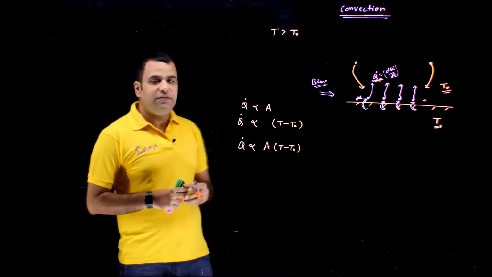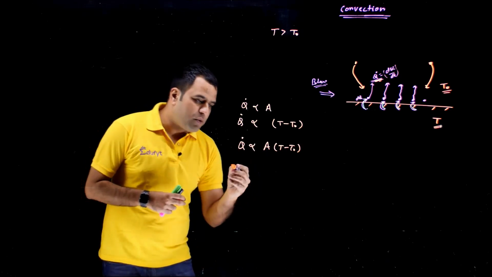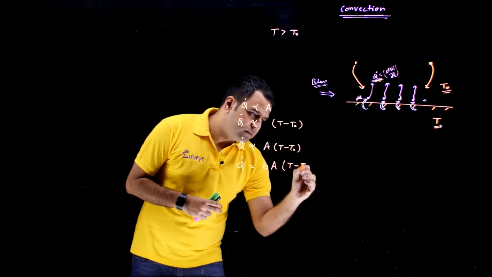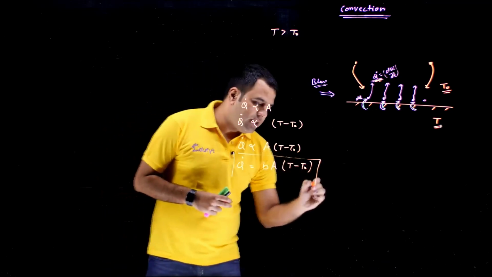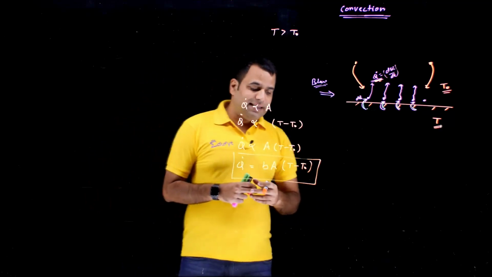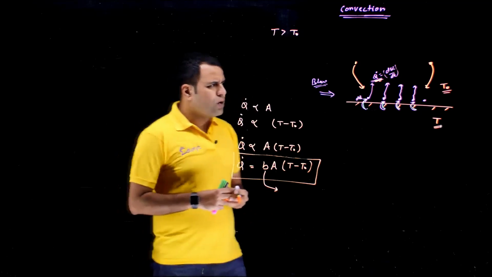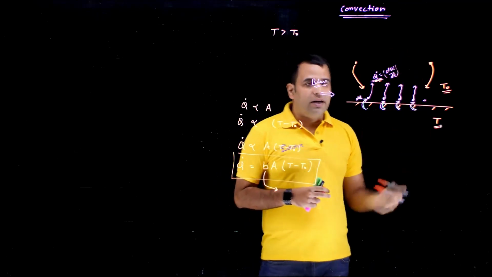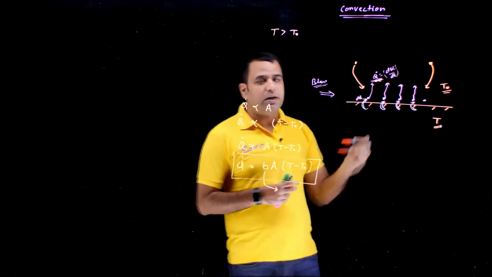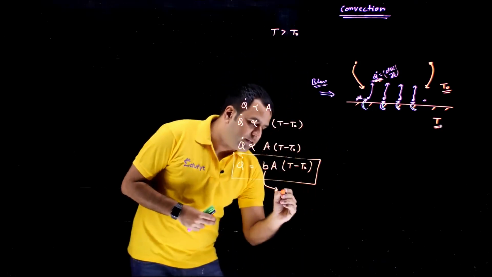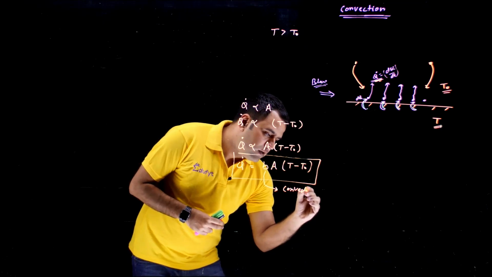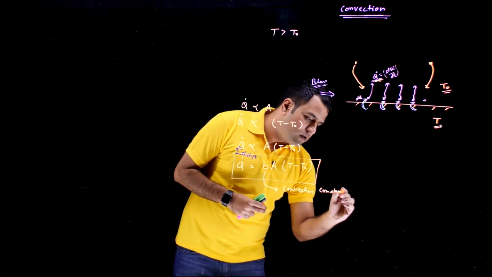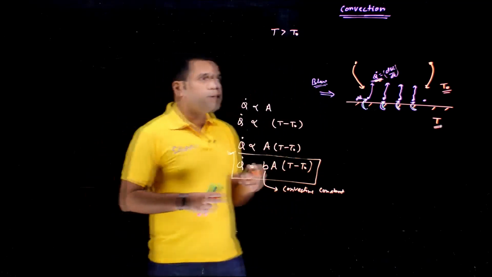We have to introduce some constant here to replace this proportional sign, and that constant is defined as B. So the formula becomes: rate of flow of heat is equal to B A (T minus T0). Here this B is a local constant, it is not a universal constant. Its value will depend upon the surrounding and the body in contact. Meaning if you change the body, B will change. If you change the surrounding, this B will change. This is our convective constant, or we can say coefficient of convection. So this is our formula for the process called convection.